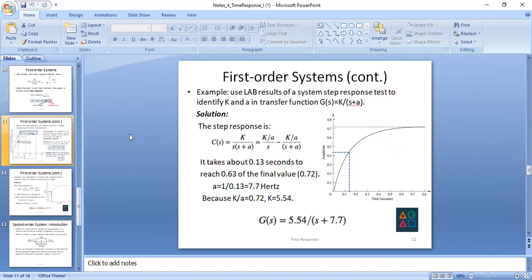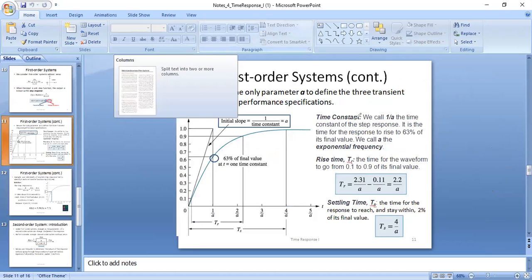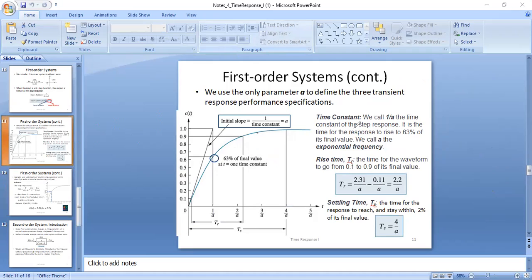Now moving to this. So what is the time constant? Time constant is the time for the response to rise to 63% of its final value. You have to memorize this. Time constant is that time at which your response rises to 63% of its final value.